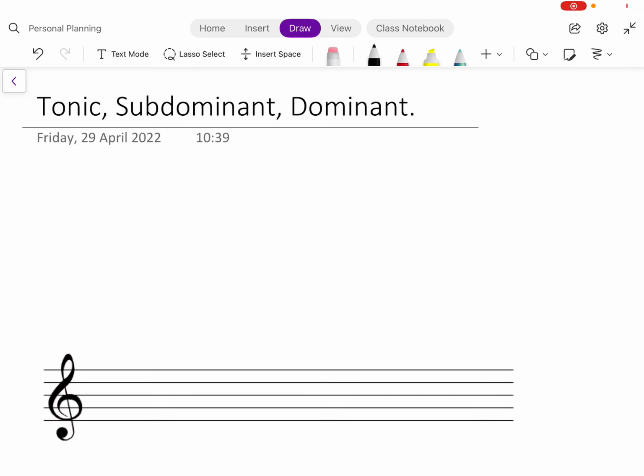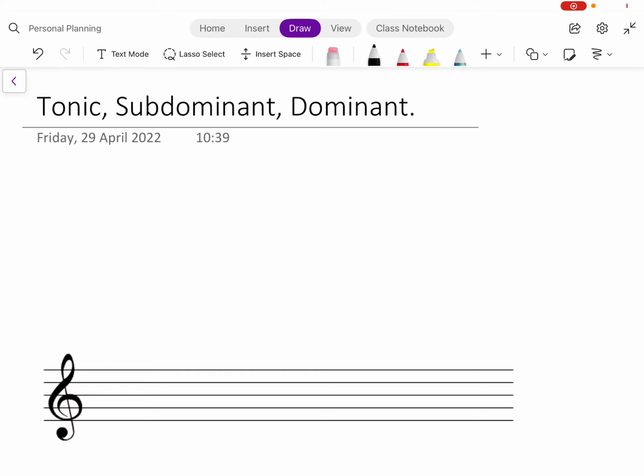Hi everyone, this is a video on tonic, subdominant and dominant notes. So in your exam you might get asked a question about identifying a tonic, subdominant or dominant note in your literacy question. So we need to know what these things are. What is a tonic note? What is a subdominant note?